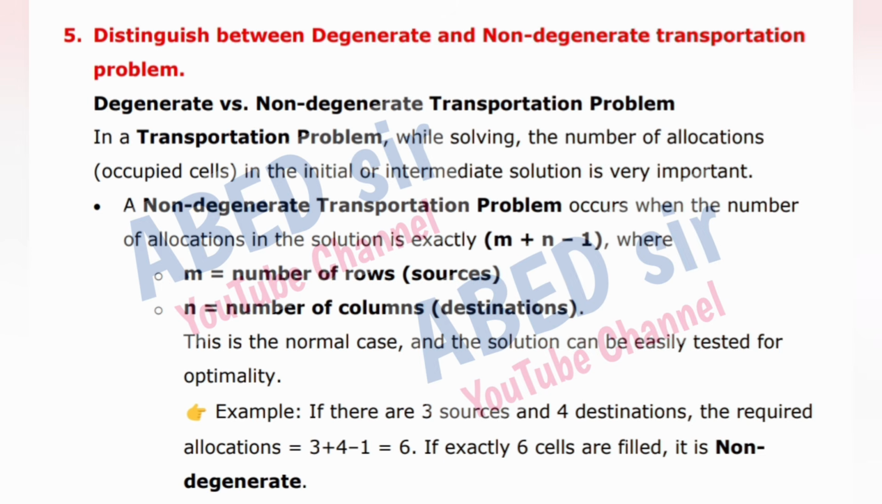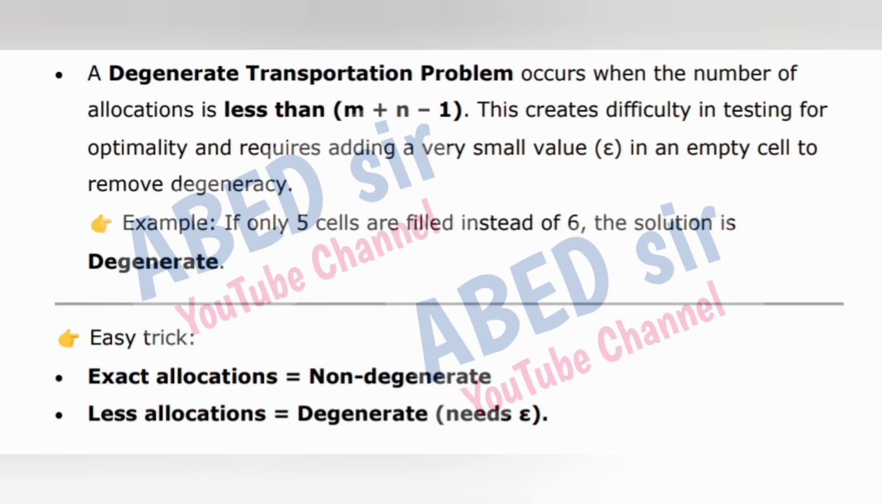Example: if there are 3 sources and 4 destinations, the required allocations is equal to 3 + 4 - 1, which is 6. If exactly 6 cells are filled, it is non-degenerate. A degenerate transportation problem occurs when the number of allocations is less than m + n - 1. This creates difficulty in testing for optimality and requires adding a very small value, epsilon, in an empty cell to remove degeneracy. Example: if only 5 cells are filled instead of 6, the solution is degenerate.